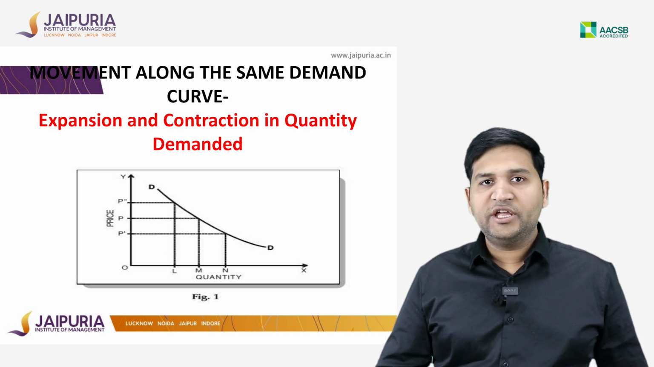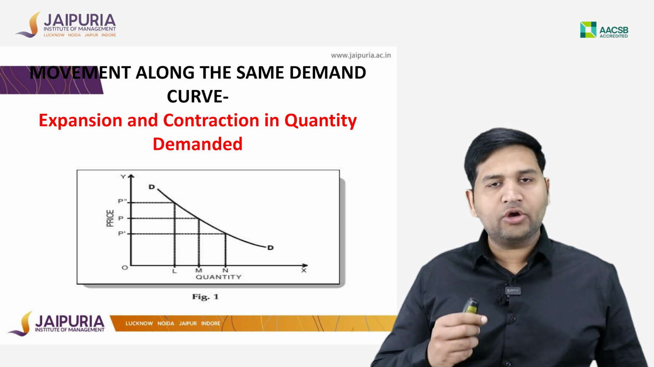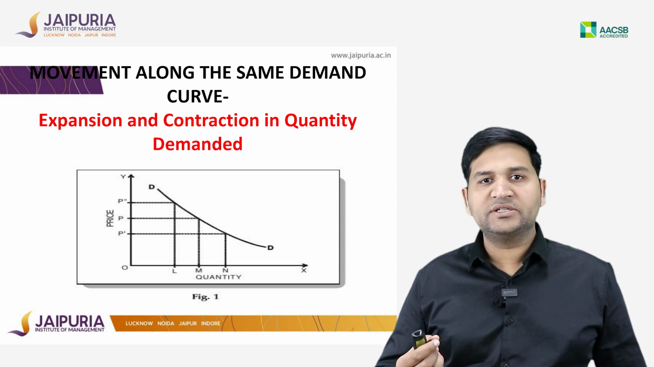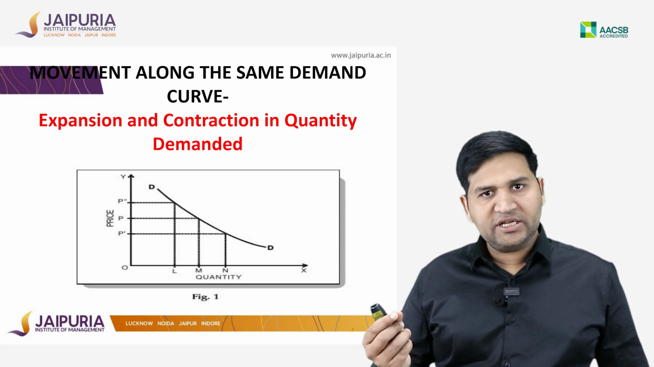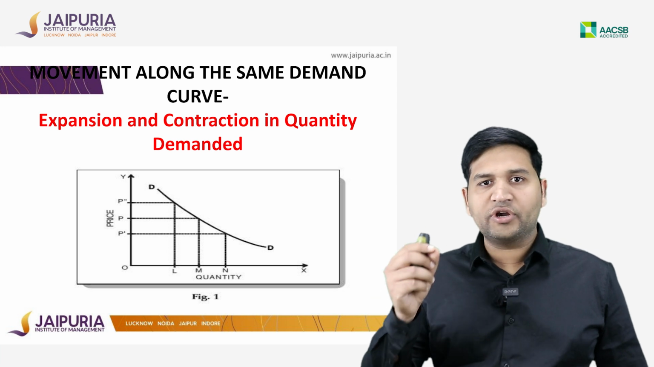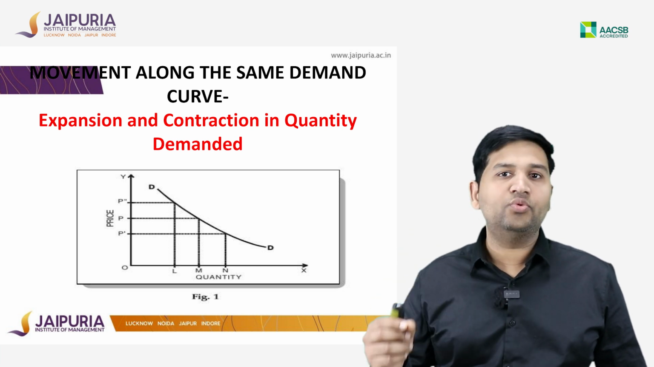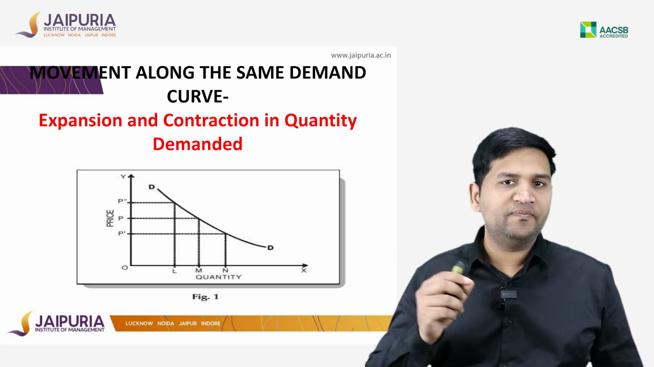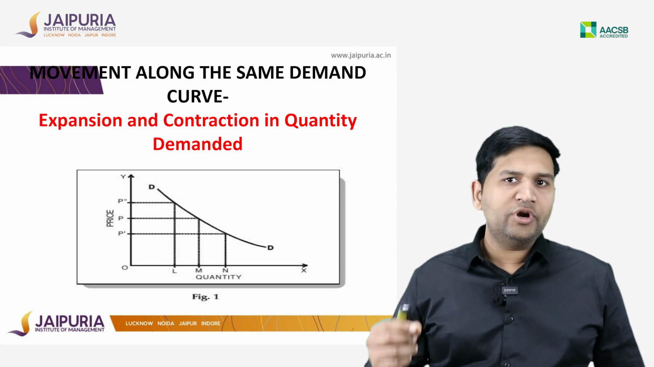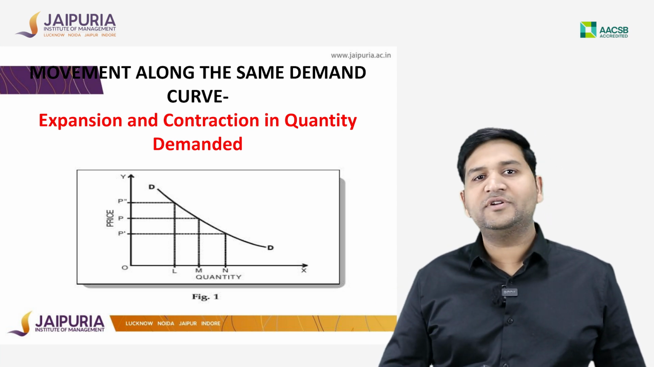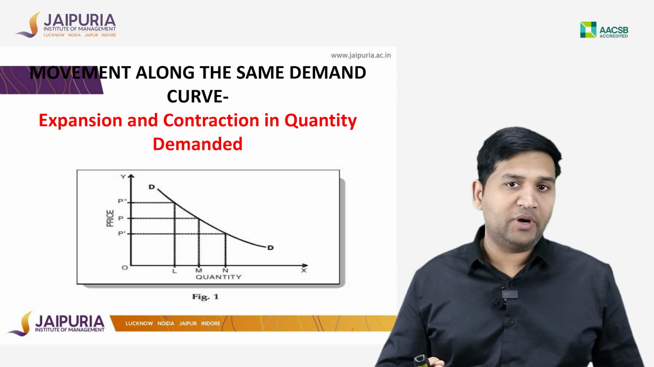On the other hand, if price decreases, then the quantity demanded increases. And when quantity demanded increases, the consumer moves downward on the same demand curve. So this downward movement along the same demand curve is known as expansion of demand.